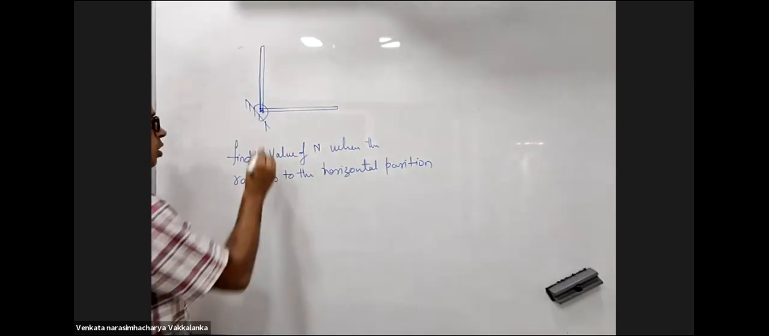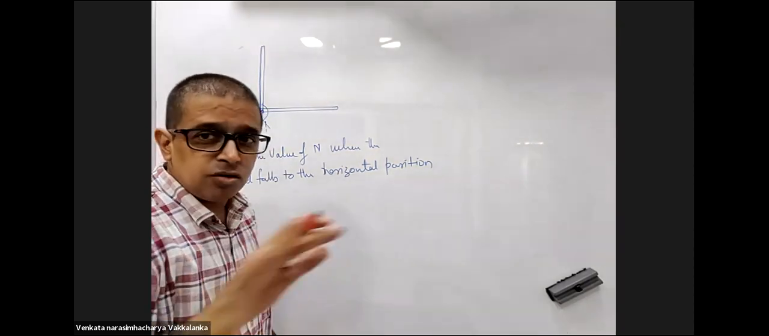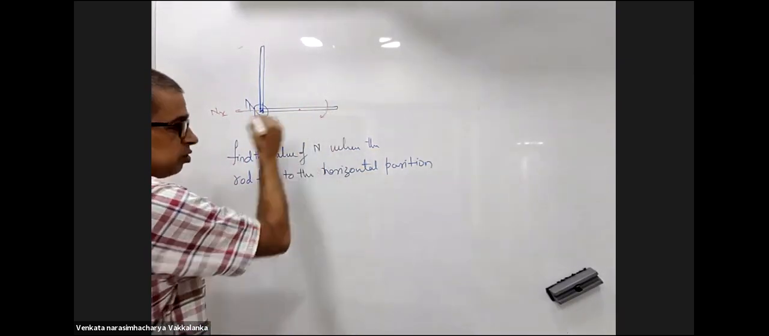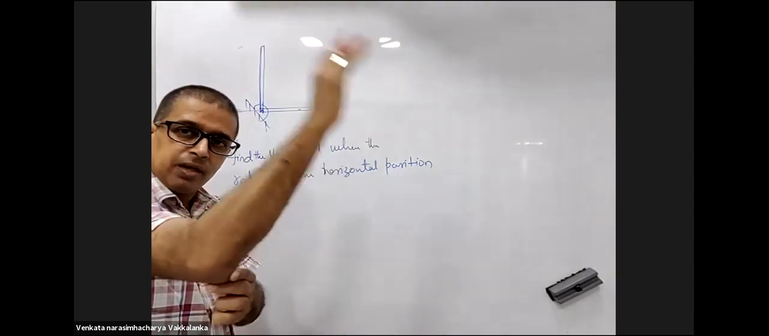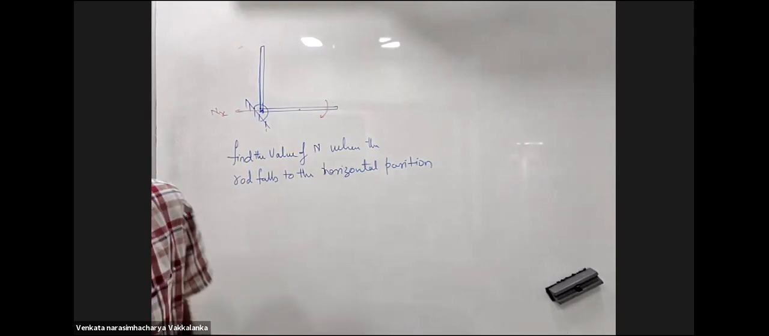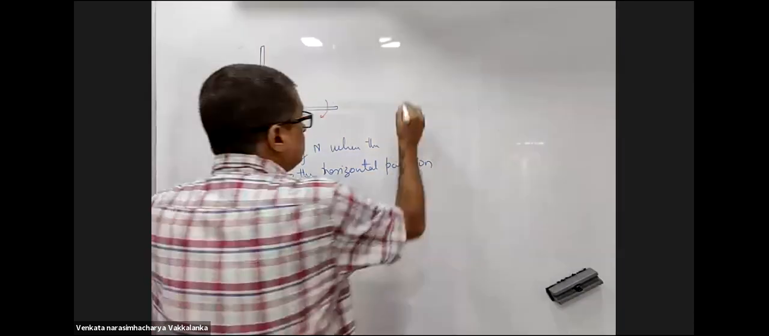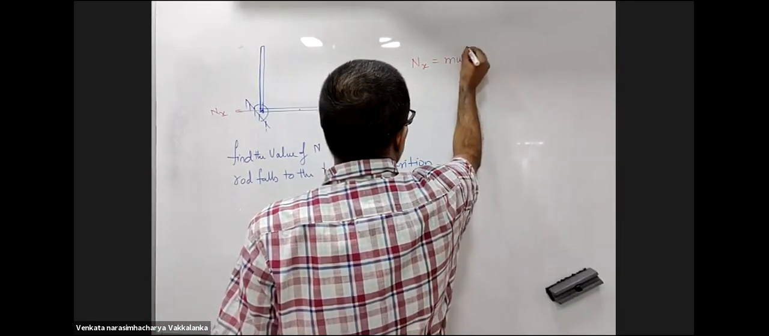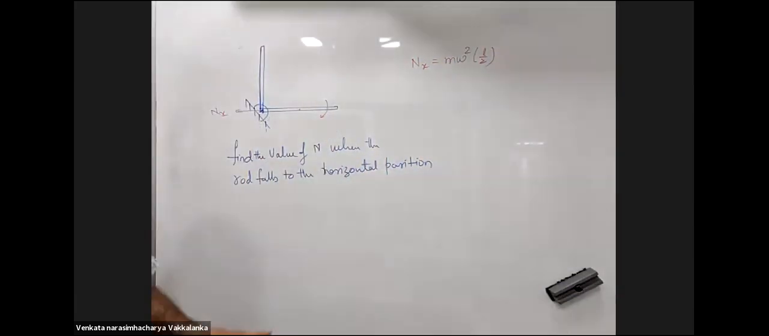Now the rod falls to the horizontal position. I am damn sure Nx provides the required centripetal force. There is no other force which provides the required centripetal force for the rod. The rod is falling this way, so Nx should provide the required centripetal force. Nx is m omega square L by 2. Do you agree with that?